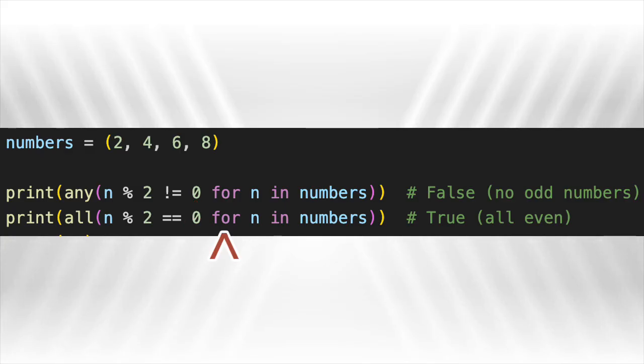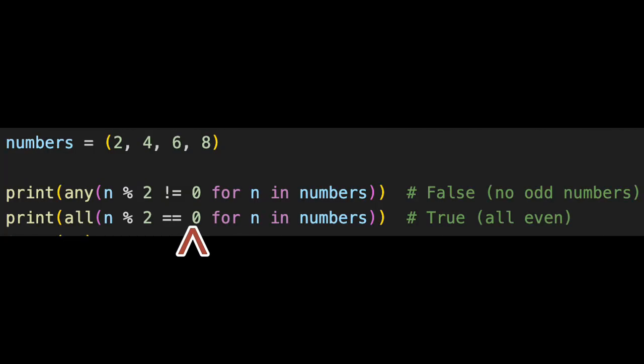For the next one, for every n in numbers, if the remainder of n divided by 2 is 0, return true. And if all instances return true, meaning if all numbers are even, print true. So hopefully you understand the basics of it now. So let's look at more complicated examples.